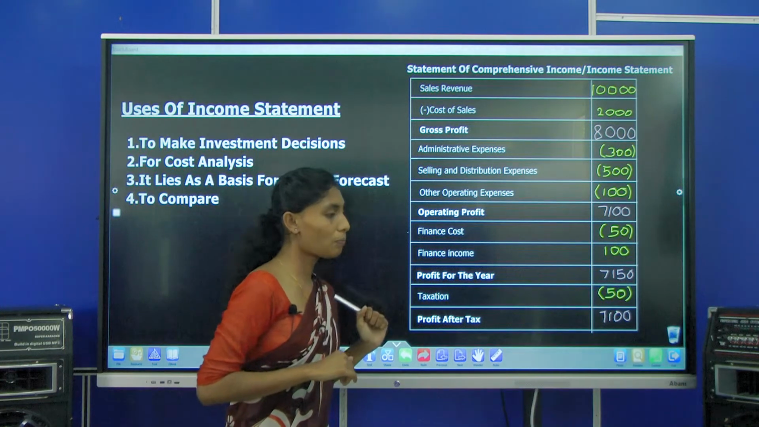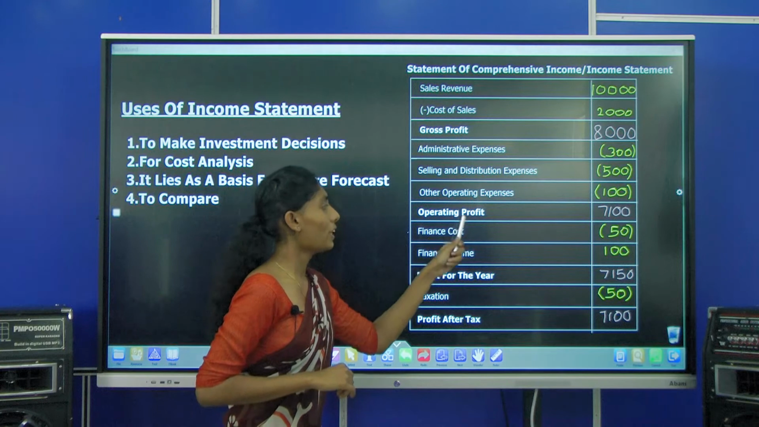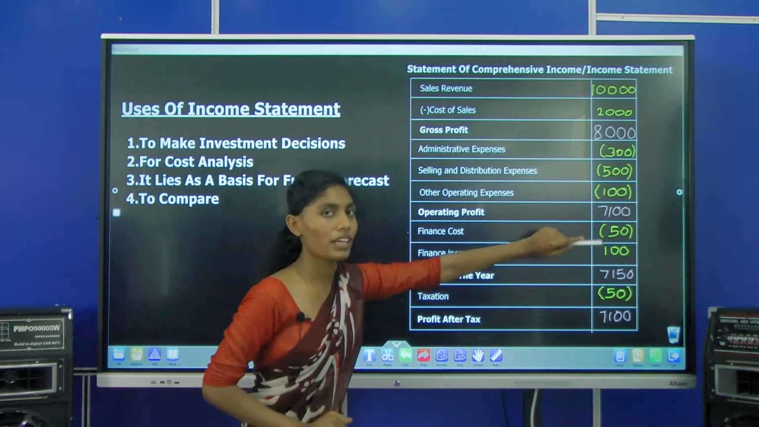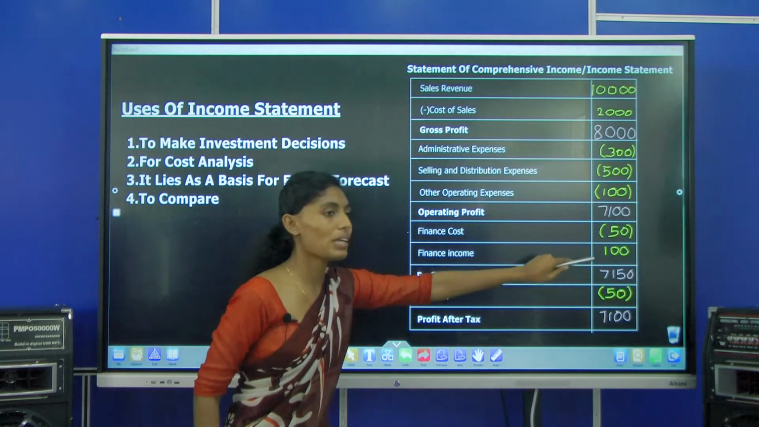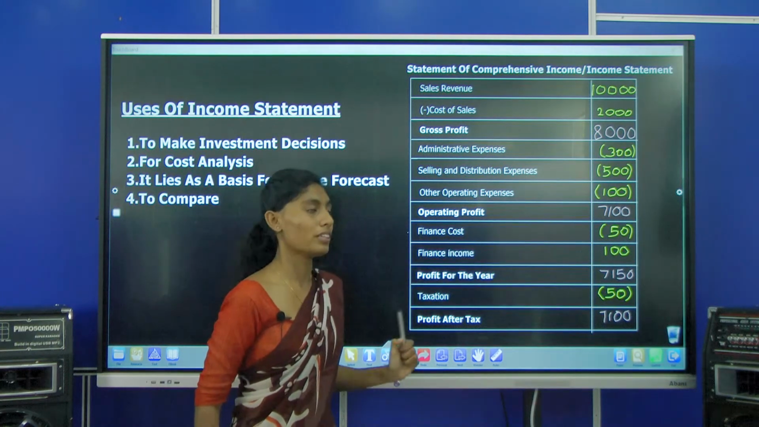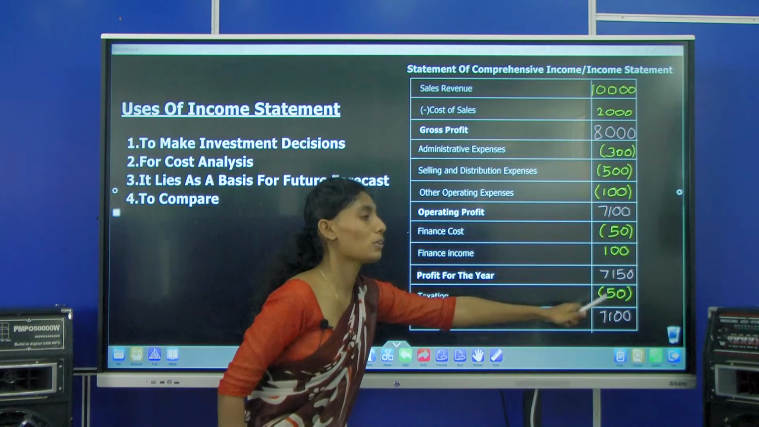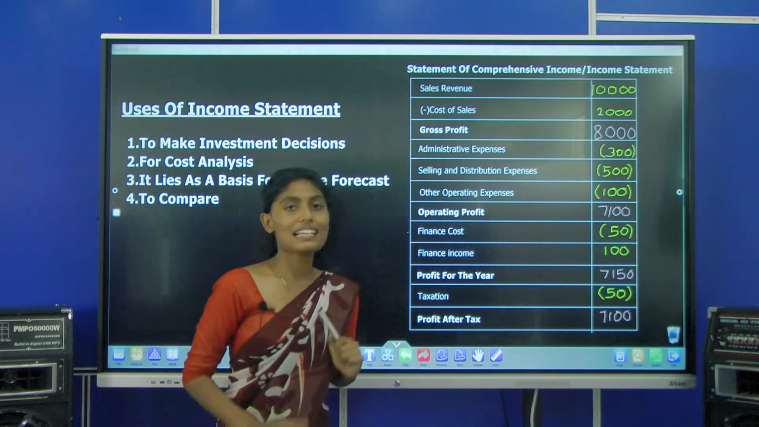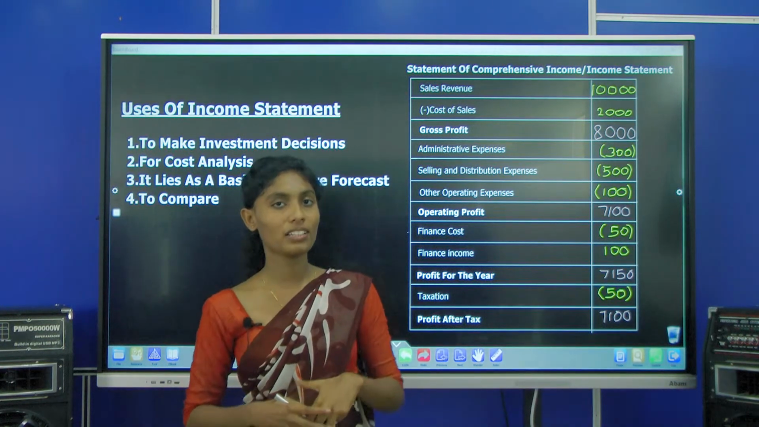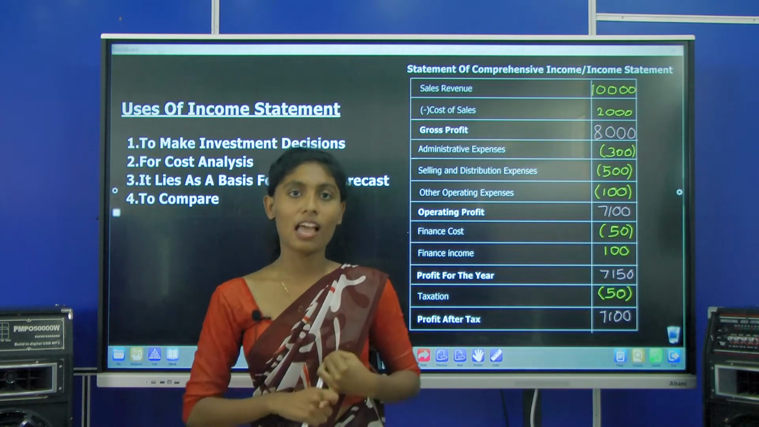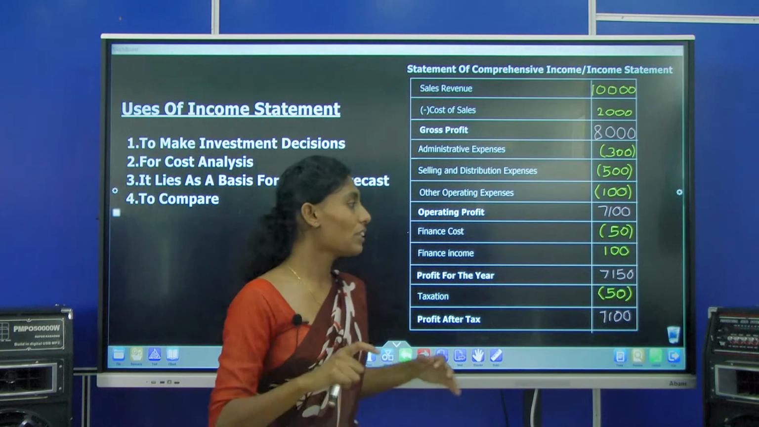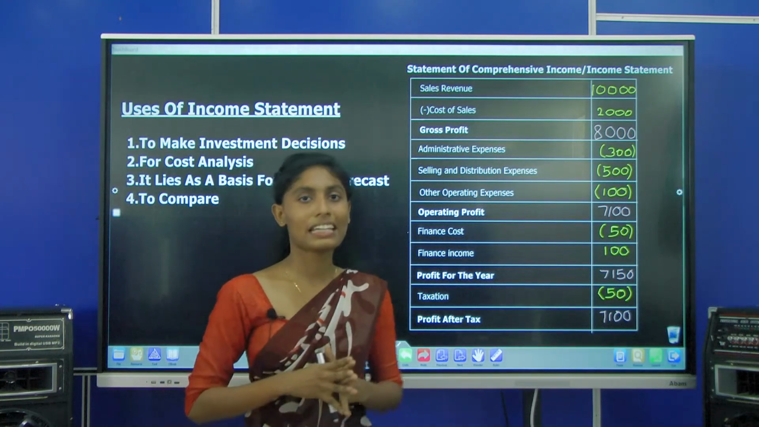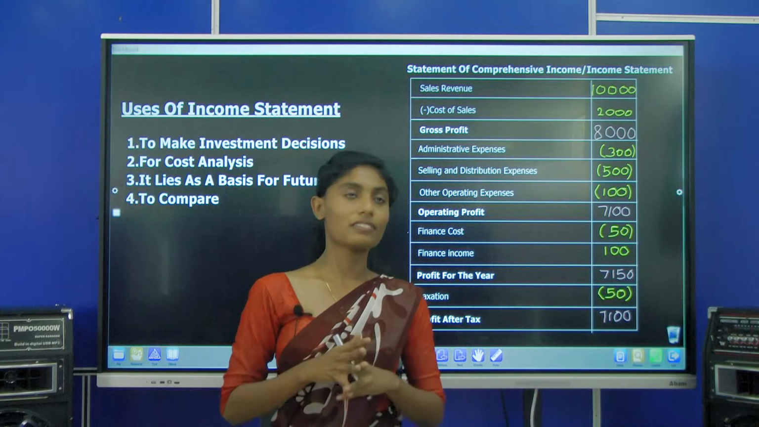Then we calculate the profit for the year. What we do is we take the operating profit and minus the finance cost. If there is a finance income, we add that to the operating profit. Then we get the profit for the year. Then if there is taxation, if you are a sole trader, you are paying income tax. If it is a partnership, it also comes under income tax. And if it's a corporate, if you have a company, it comes under corporation tax.